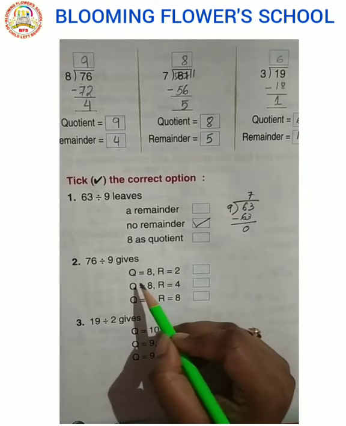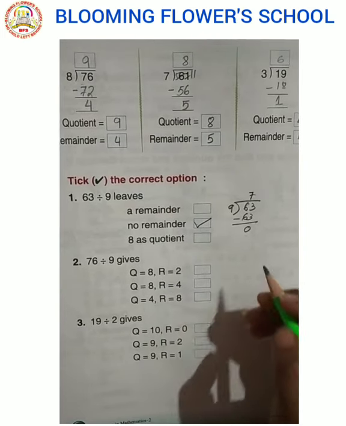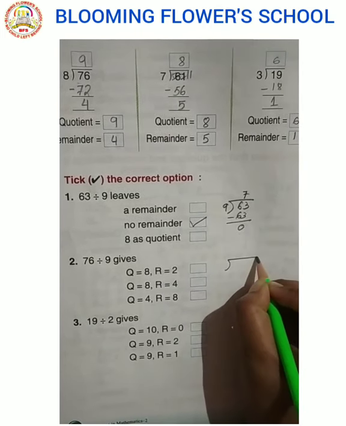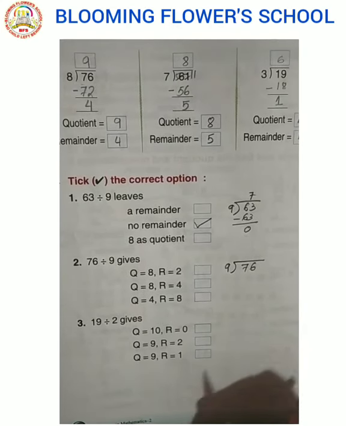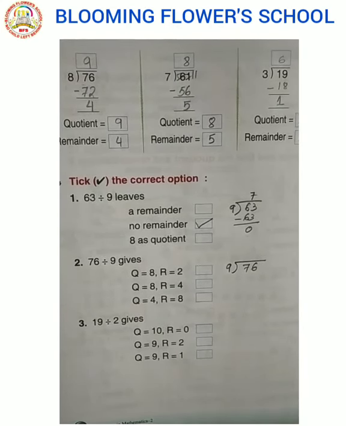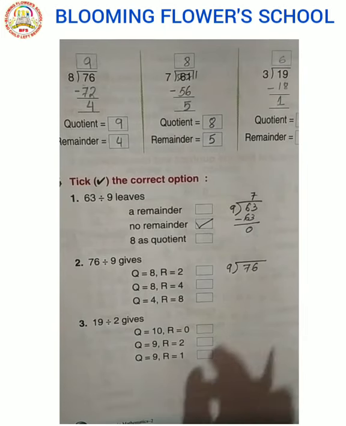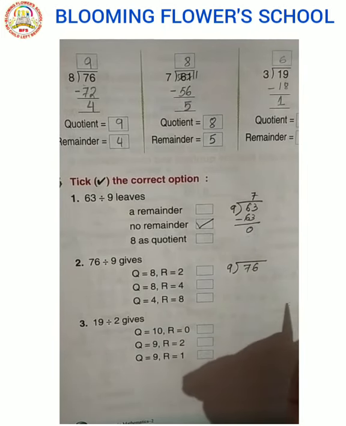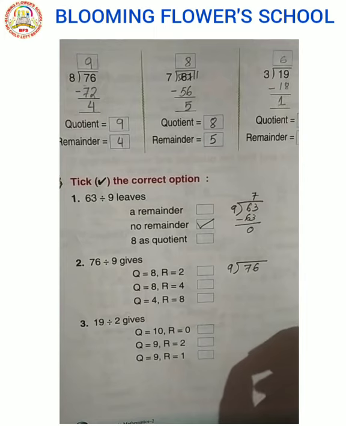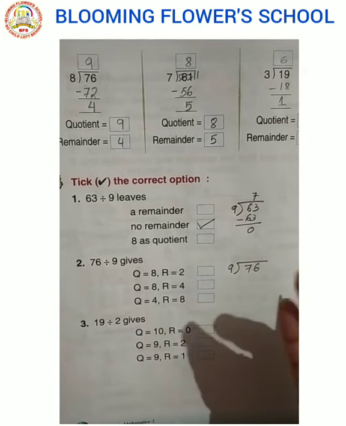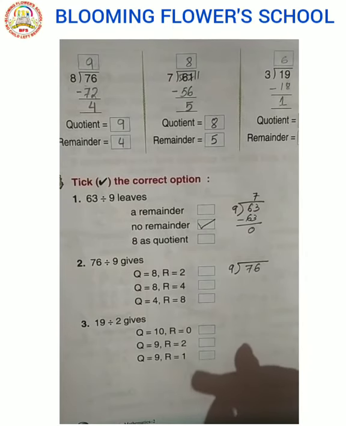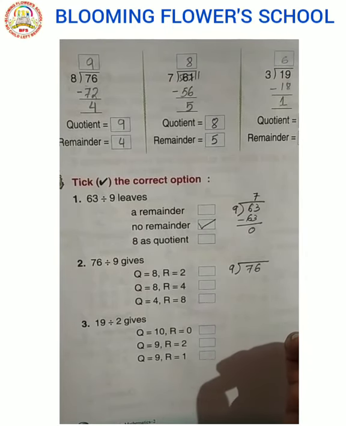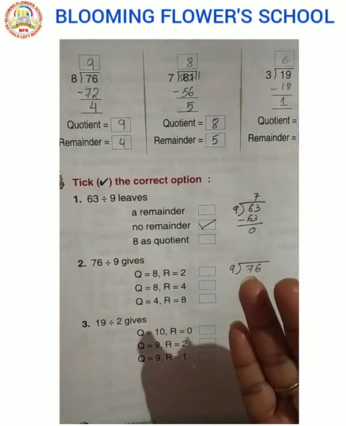Next, 76 divided by 9 gives what? To find the quotient and remainder, we also need to do the division. So 76 needs to be divided by 9. Now again go for the 9 tables. So 9 ones are 9, 9 twos are 18, 9 threes are 27, 9 fours are 36, 9 fives are 45, 9 sixes are 54, 9 sevens are 63, 9 eights are 72, 9 nines are 81.